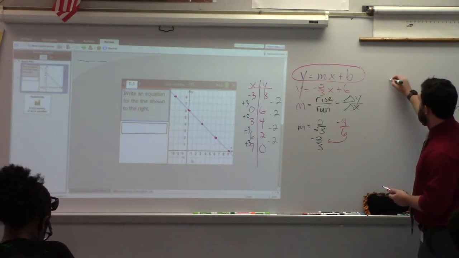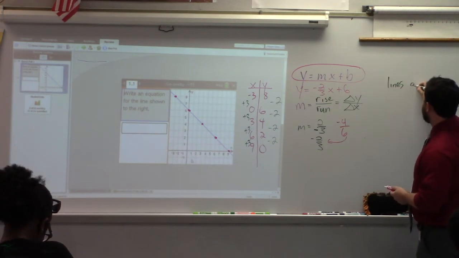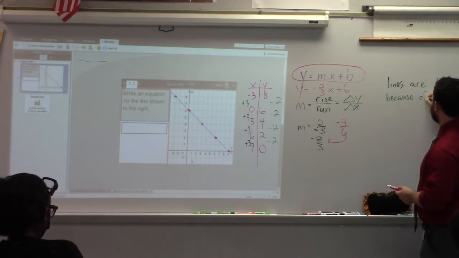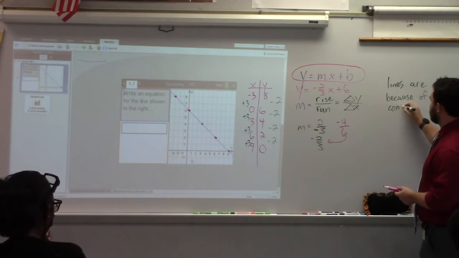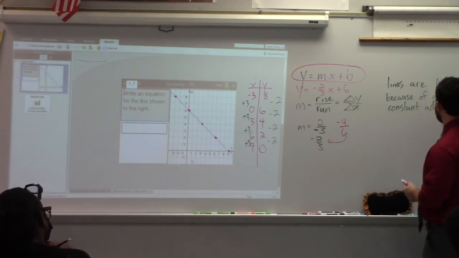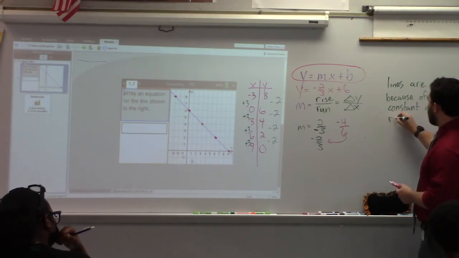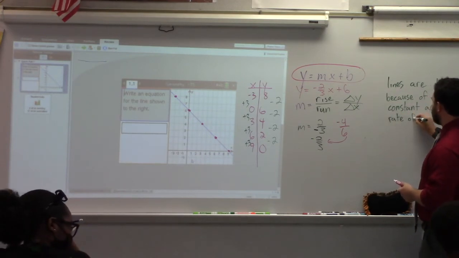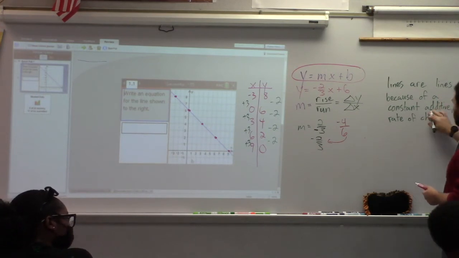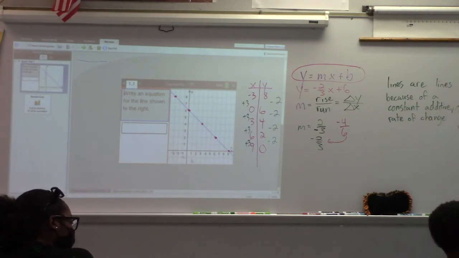So lines are lines because of a constant additive rate of change. And someone already mentioned this earlier, but does anyone know what the name of that constant additive rate of change is?